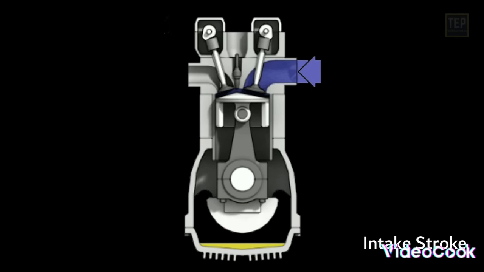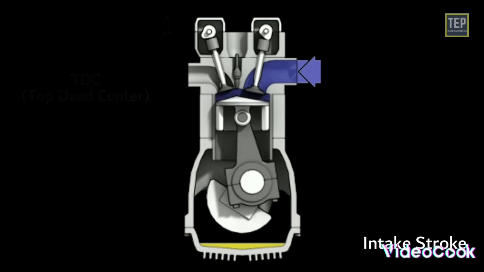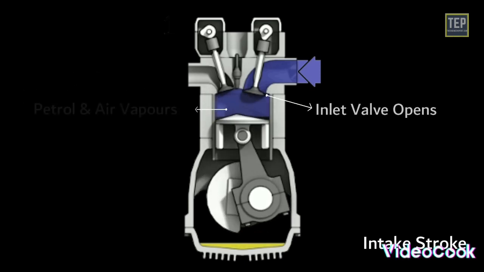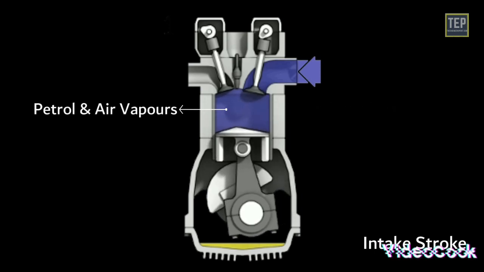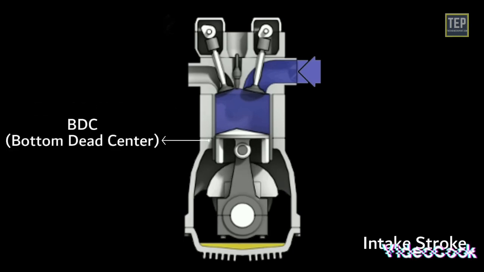Intake stroke. The stroke begins when the piston is at TDC, top dead center. The piston moves downward and the inlet valve opens. A mixture of petrol and air vapors, mixed proportionally by the carburetor, enters the cylinder and fills the space in the cylinder. The piston reaches its lowest position, known as BDC, bottom dead center.